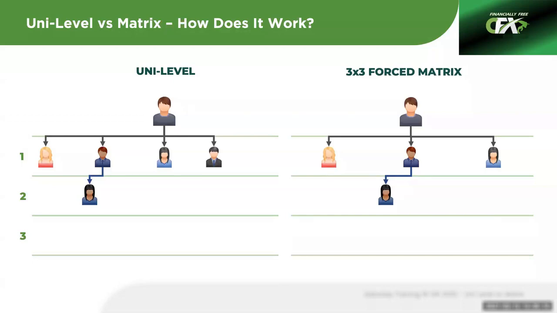So the question is, where is this person going to go in the matrix? Well, the matrix, remember, it's always looking to fill left to right equilibriously. That means equally, for those of you that don't speak Russian. So this person that you've introduced as your 4th personal in your uni level is going to go here. Because remember, the matrix is looking to fill equally. So it's looking to balance out all the time to make that matrix fill nice and evenly.